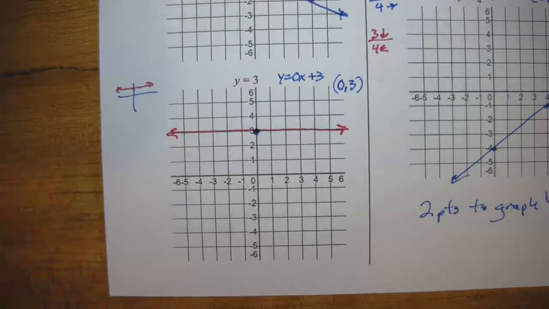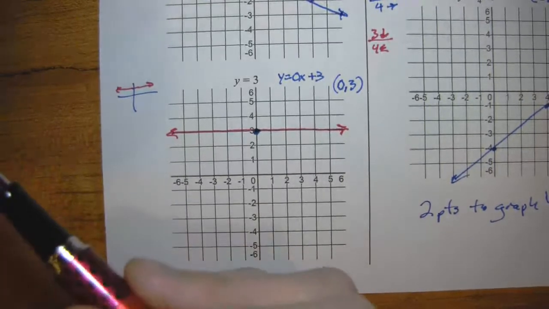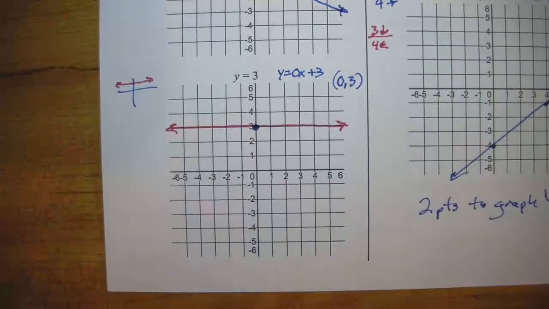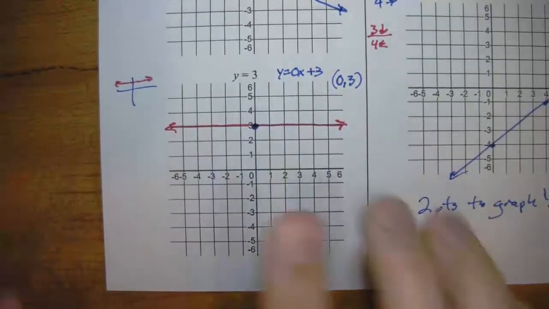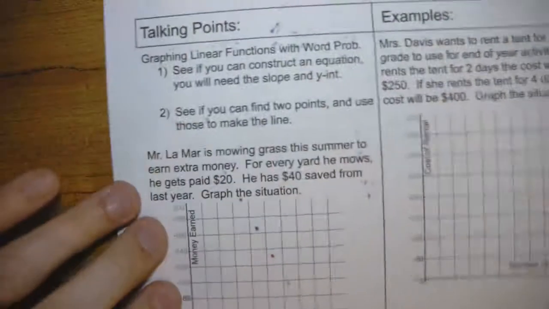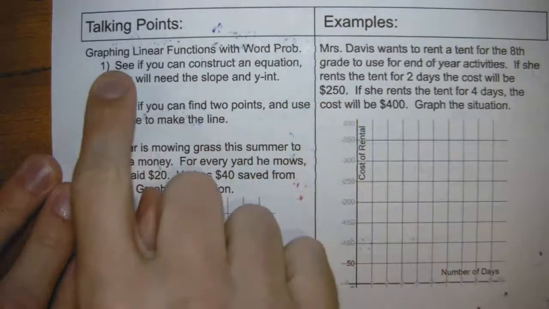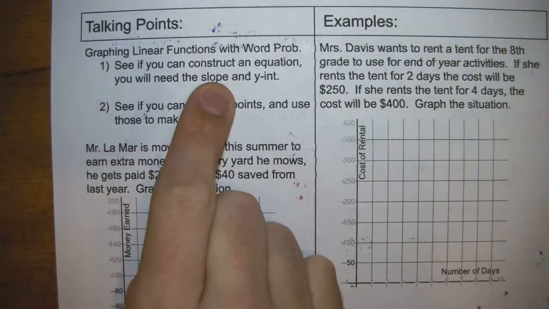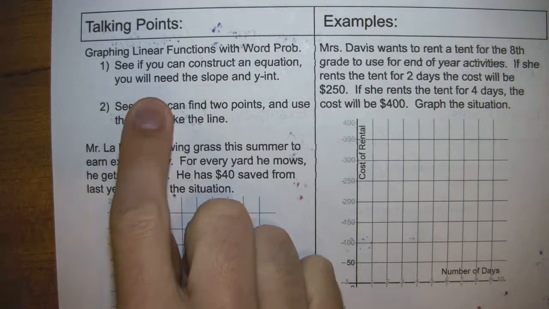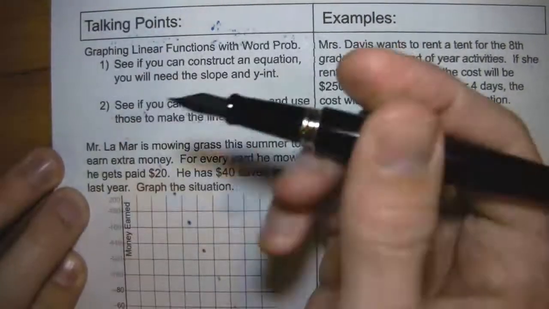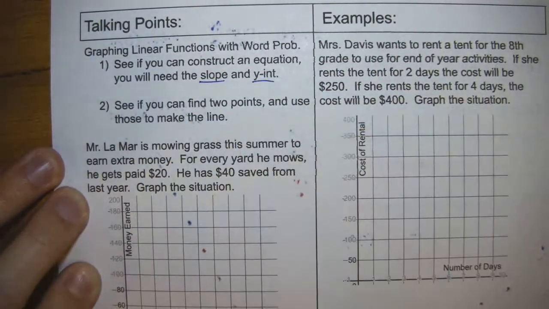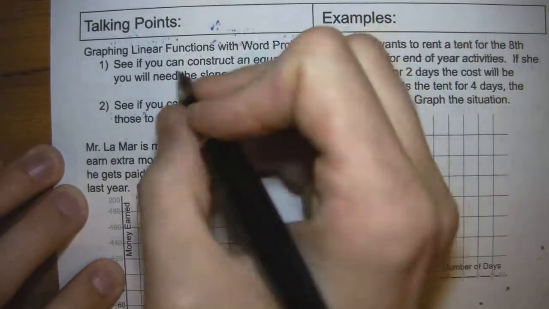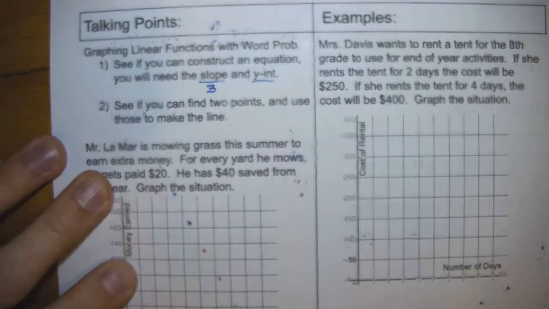Let's talk about with word problems, right? How do we make that happen if we're given, say, a word problem and not the actual equation or the function rules, it's sometimes called? Let's take a look. Here's how we do it. If we're graphing linear functions with word problems, first thing you want to do, see if you can construct an equation. And remember, in order to do that, you're going to need to find the slope and the y-intercept.